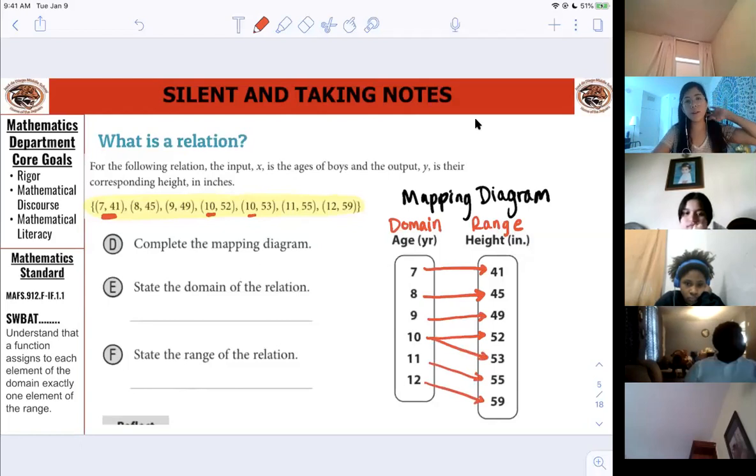And so the reason that we do this is because the mapping diagram might help you to notice something that you don't see right away when you're just writing it out in a list or on a table. And what we see here is that the 10 branches out. And that's going to be pretty important in the next section of what we're going to talk about.